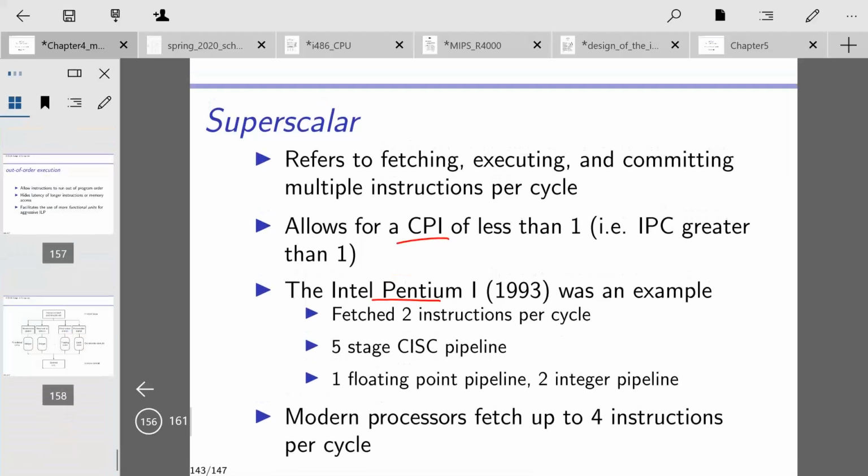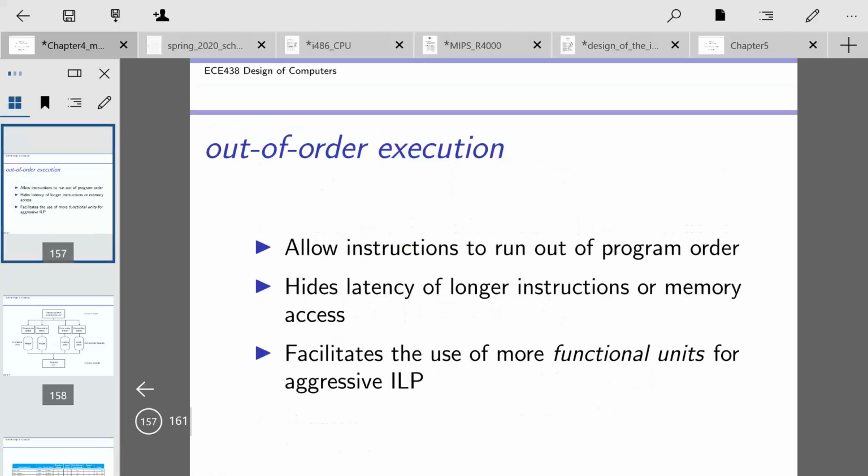Okay, so we're almost done here. Let me just finish this out. So all right, super scalar, super pipelining, and then what came after that was out of order execution.